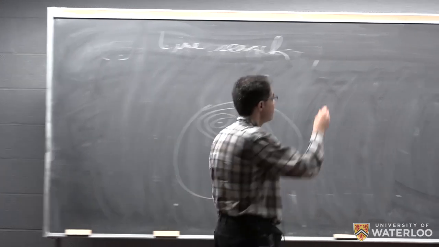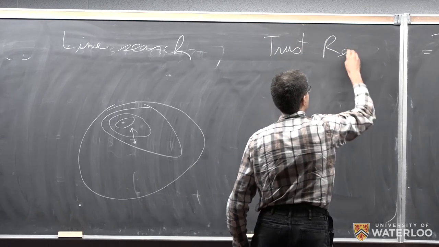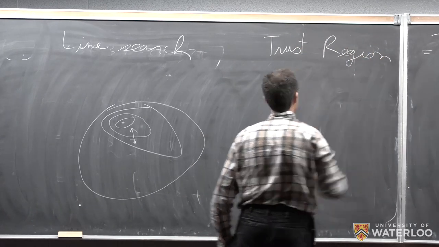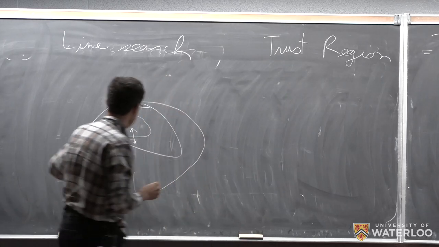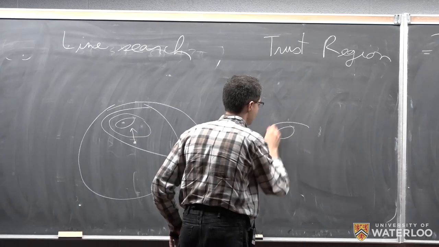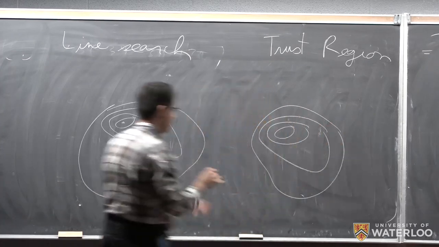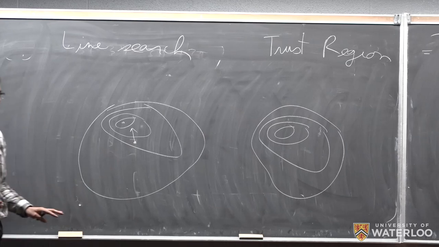Now, with trust region, again we have, let's say, some surface that could correspond more or less to the same thing. So here I'm drawing some arbitrary contour lines, okay?